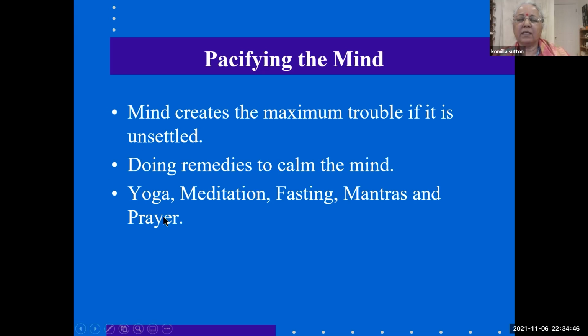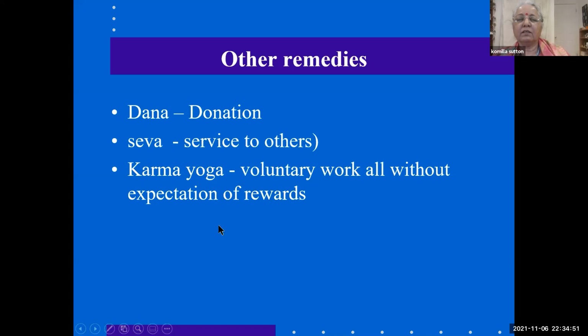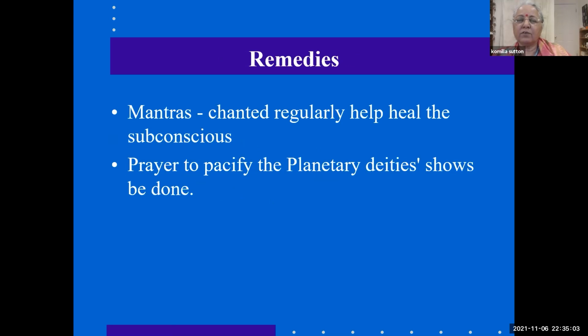And by yoga, I don't mean exercise, going to the gym, but the yogic lifestyle. Then other remedies: dana, donation, seva, service to others, karma yoga, voluntary work without expectation of rewards. These are all the remedies for it. And you can also do mantras to heal the subconscious, prayers to pacify the planetary deities. So I think with Rahu Ketu, they are going to disturb the mind, and that is what there is.